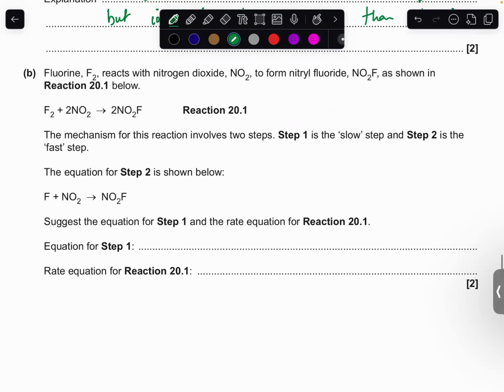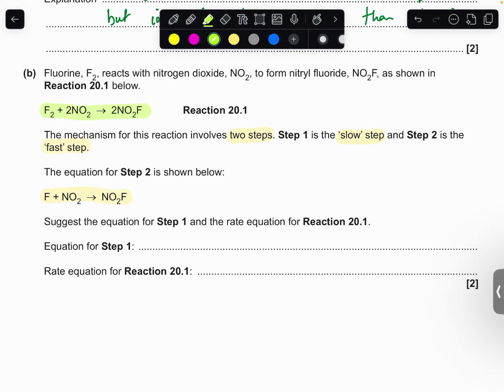Next question is looking at the multi-step mechanisms for rate equations. It says fluorine reacts with nitrogen dioxide, NO2, to form nitryl fluoride. It's shown in the equation here. The mechanism for this reaction involves how many steps? It involves 2 steps. Step 1 is the slow step, and step 2 is the fast step. They've given you the fast step here, and you have the overall equation here.